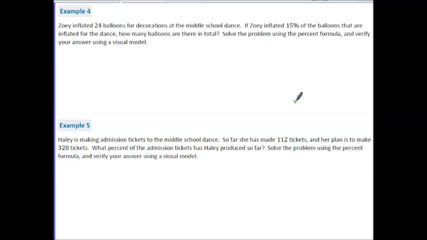Let's take a look at two more examples involving word problems. Example 4 says Zoe inflated 24 balloons for decorations at the middle school dance. If Zoe inflated 15% of the balloons that are inflated for the dance, how many balloons are there in total? Solve the problem using the percent formula and verify your answer using a visual model.